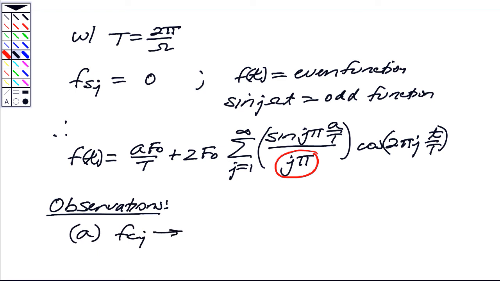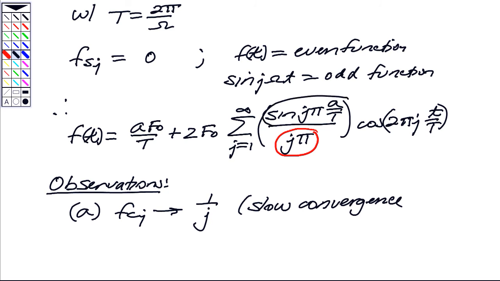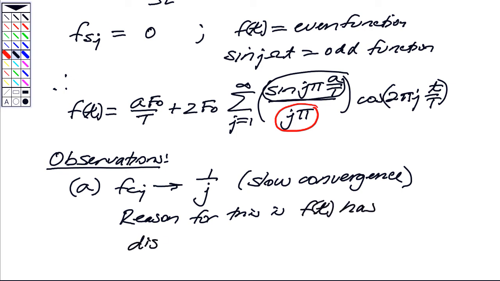So the coefficients f, cj go as 1 over j. This would be fairly slow convergence. In fact, if there weren't some sign changes going on with each term, it would not converge, but 1 over j will converge with those, but it's going to be slow. And the reason for this is f of t has discontinuities. We saw that the Dirichlet theorem says that when you have discontinuities, it will still converge, but it's only going to be converging in the average sense at those discontinuities.